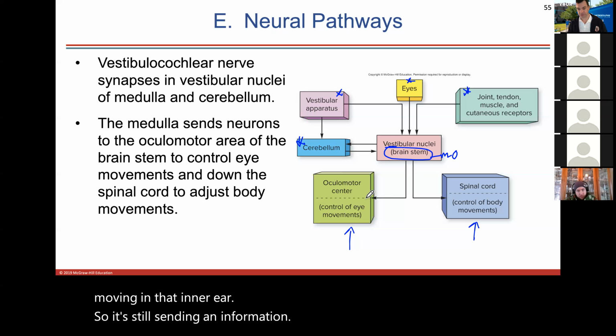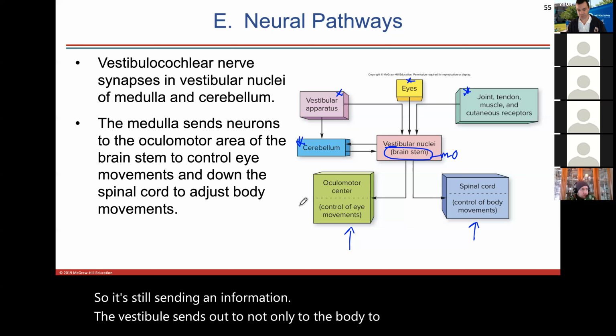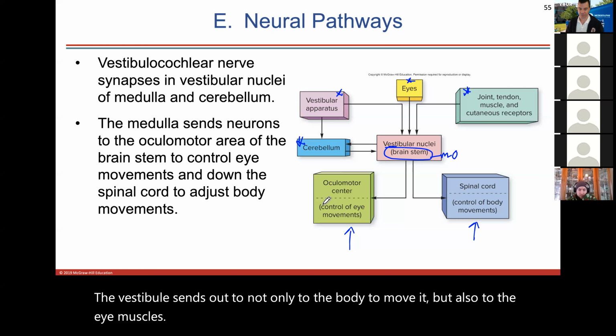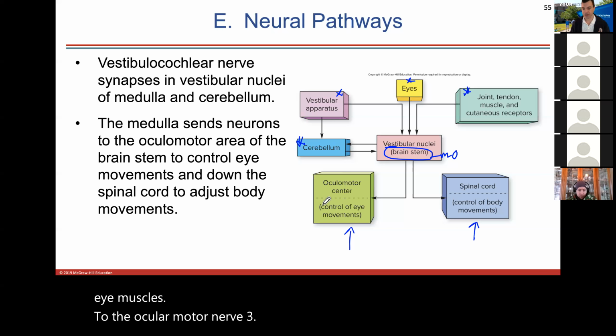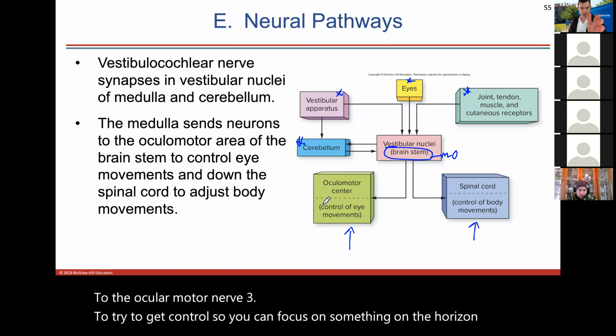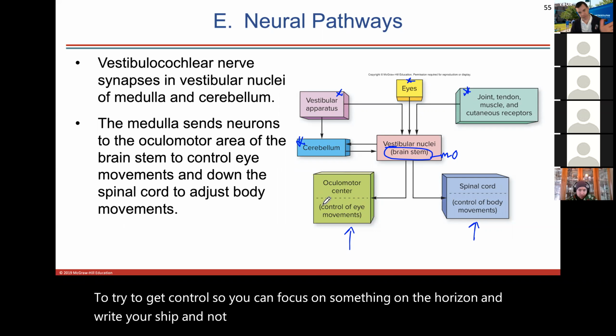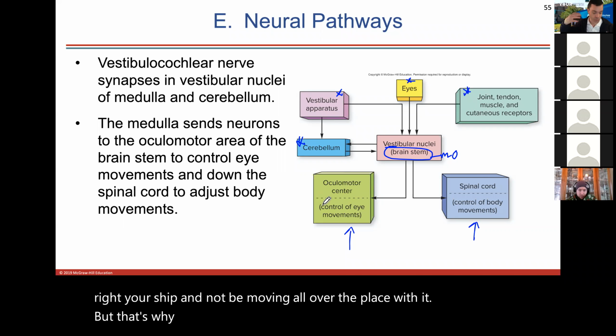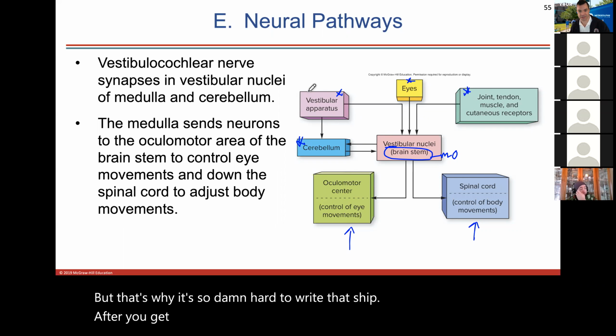The vestibule sends out not only to the body to move it, but also to the eye muscles, to the ocular motor, cranial nerve 3, to try to get control so you can focus on something on the horizon and right your ship and not be moving all over the place with it. All right. But that's why it's so hard to right that ship after you get off the tilt-a-whirl, because this thing is still sending in input.